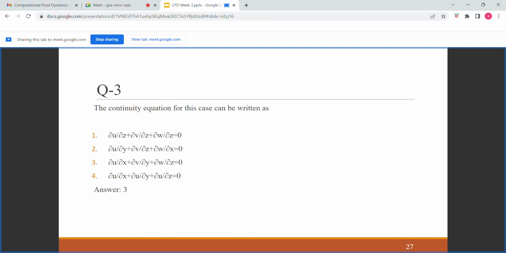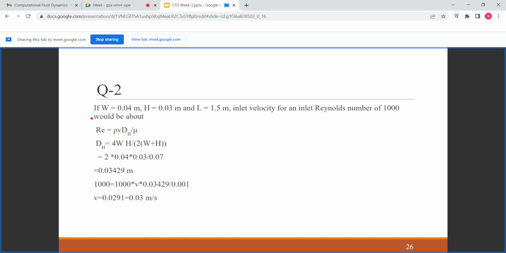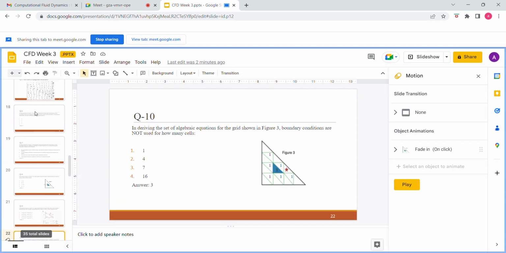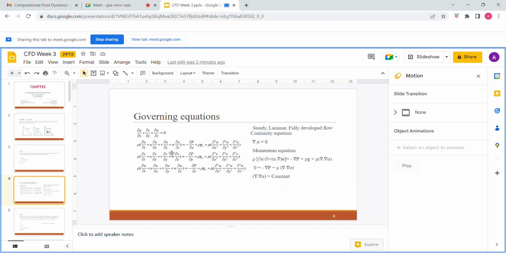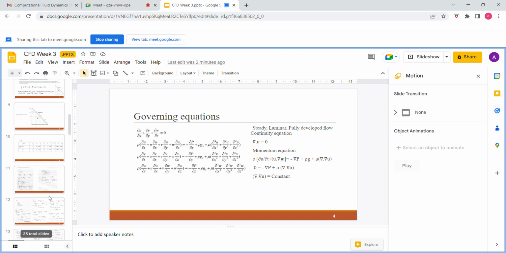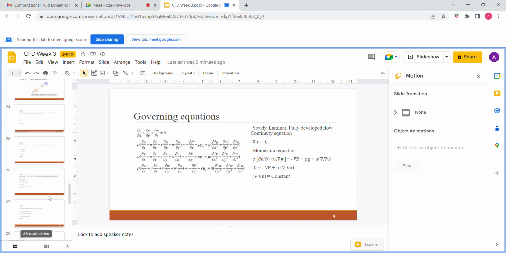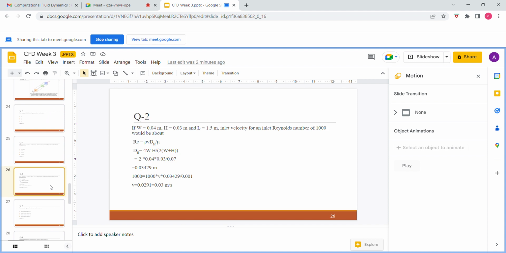In question 3 for week 3, it is given that the continuity equation for this case can be written as one of four sets of continuity equations. This is flow through a rectangular duct. In general, we know the continuity equation, which we have also seen while solving the very first problem. It is dou u by dou x plus dou v by dou y plus dou w by dou z is equal to 0.